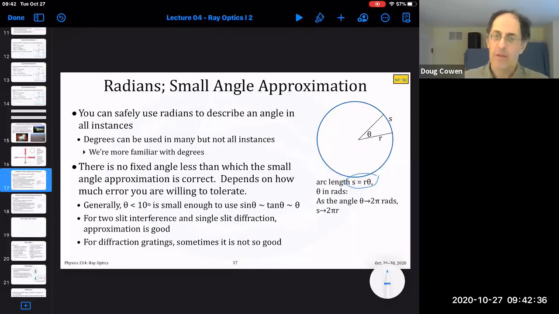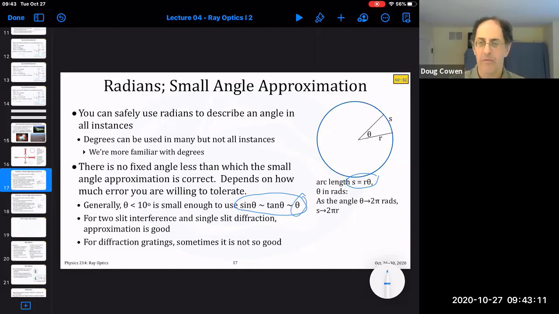Regarding the small angle approximation, there's no fixed angle that you need to get smaller than in order for the small angle approximation to be correct. It's an approximation, so when you use it really depends on how much error you're willing to tolerate. Generally speaking though, if the angle is less than 10 degrees, it's small enough to use this approximation, where the sine of the angle and the tangent of the angle are roughly equal to the angle itself. And again, this angle would be in radians.